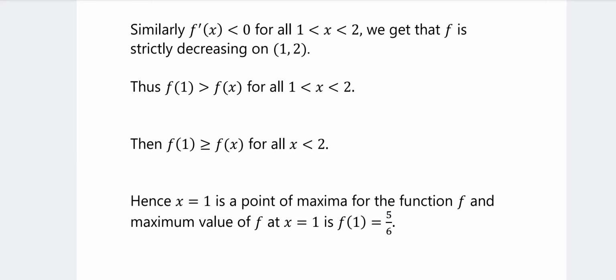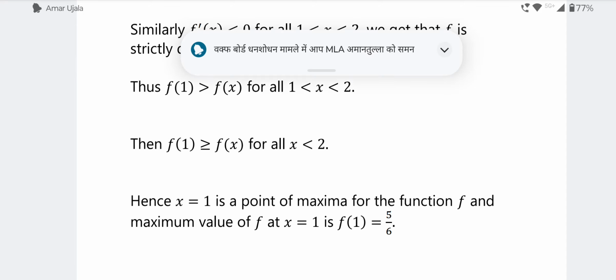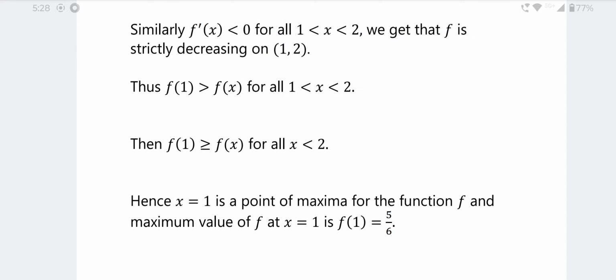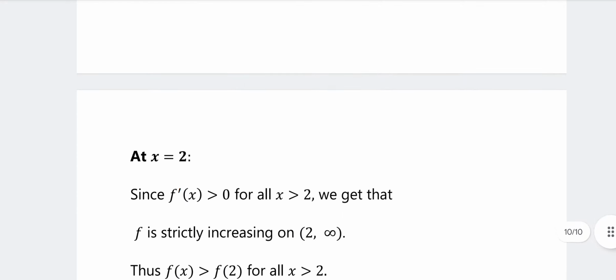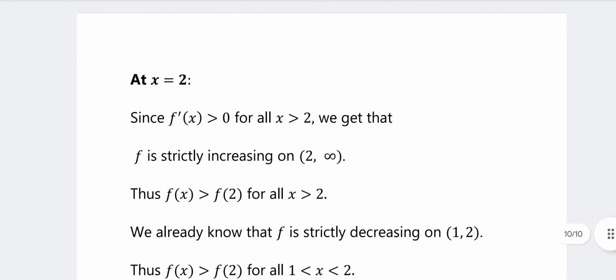Now we have calculated the maxima and minima at x equal to 1. It means we have discussed the critical point x equal to 1, and maxima and minima is done. Now we are moving to discussing x equal to 2.